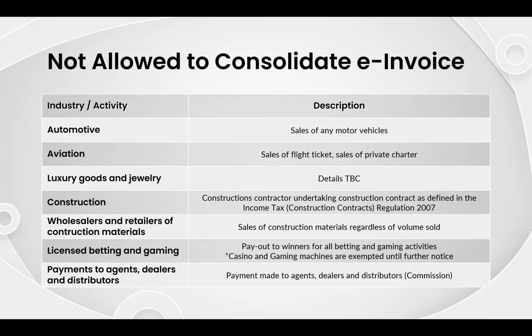The first one will be automotive, selling cars. If you buy a car, they cannot consolidate the invoice. They must give you an e-invoice. Aviation, which is air tickets. Next time you buy air tickets, they will ask for your TIN number, your name, your IC, and so on. Luxury goods and jewelry.